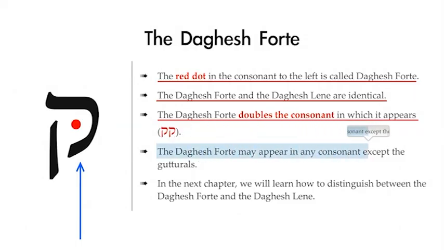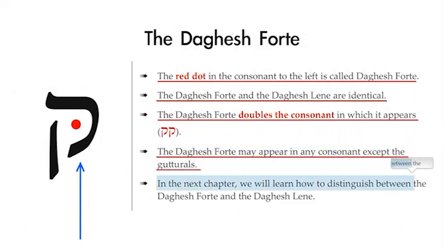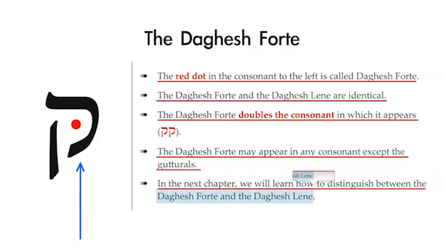The dagesh forte may appear in any consonant except the gutturals, and in the next chapter we will learn how to distinguish between the dagesh forte and the dagesh lene. For now, you simply need to know that the dagesh forte, like the dagesh lene, appears as a dot in a consonant, and it doubles the consonant in which it appears. Don't worry about distinguishing it from the dagesh lene at this point. We'll cover that in the next chapter.